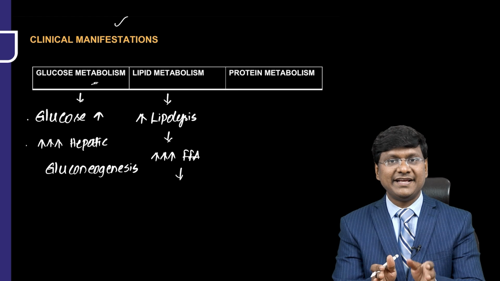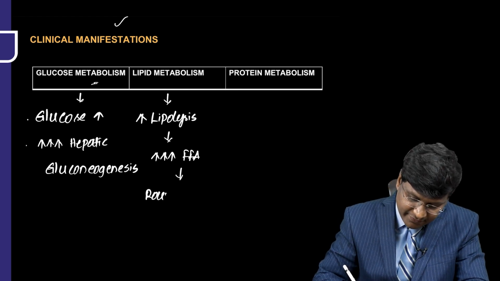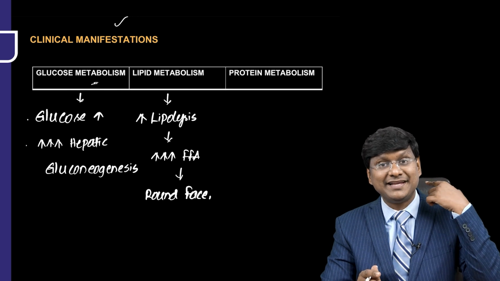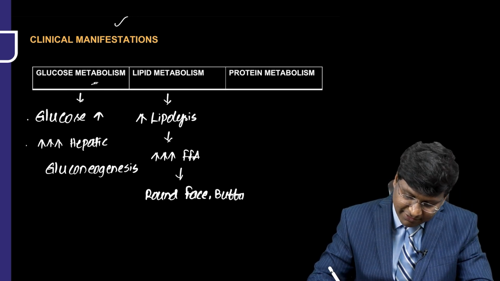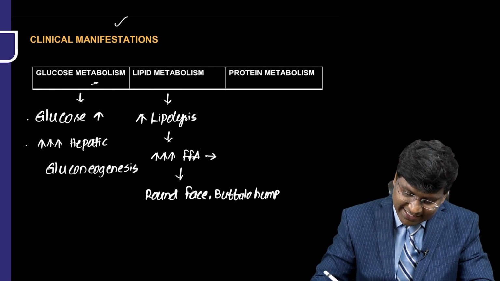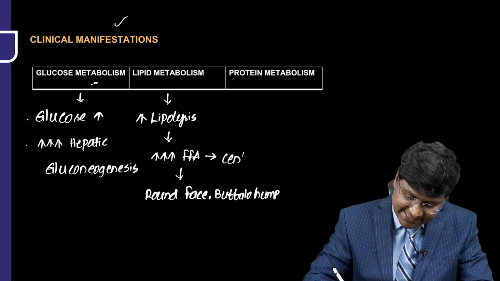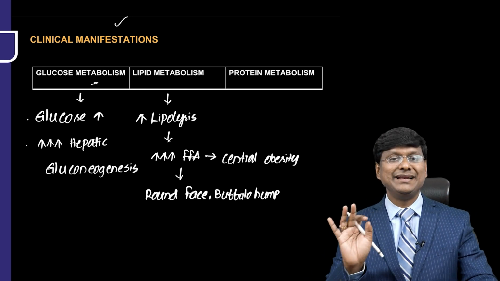This excess of free fatty acids will accumulate within the face, where the individual will develop a round face. The excess free fatty acids will accumulate in the nape of the neck, and that will result in what is called the buffalo hump. And the excess will also accumulate within the abdominal area, resulting in what is called central obesity. So these are the abnormalities regarding the lipid metabolism.